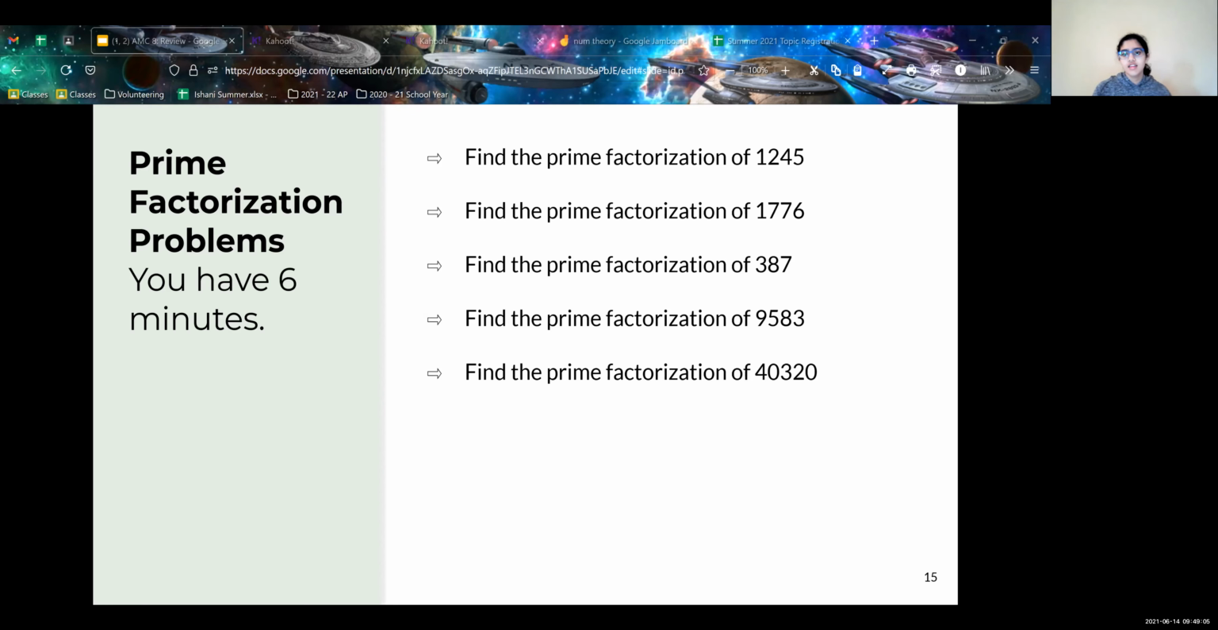So I see that some of you are done with the problems. However, we'll just be taking one more minute and then seeing the answers. And others are still on the first few problems. That's also perfectly okay. When you get more practice, it'll be much easier and you'll be much quicker at finding the prime factorization. So yeah.